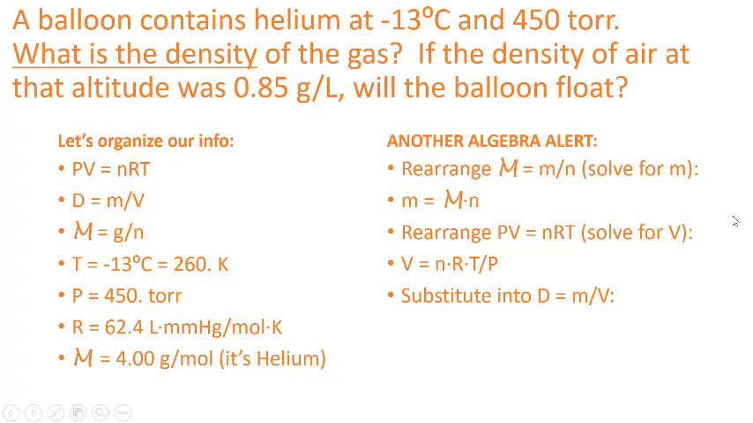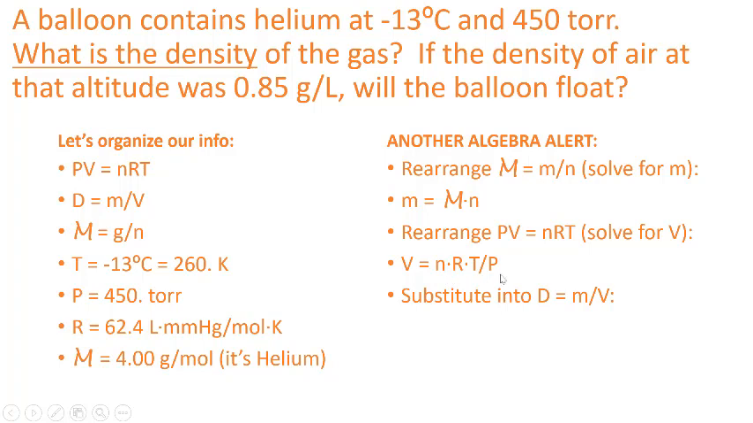Now we get to pull out the density equation. Density equals mass over volume. But I just figured out what mass was equal to. It's equal to this, M times N. So I'm just going to plug in molar mass times N instead of my M. And we just found out what volume is equal to. It's equal to this, nRT over P.